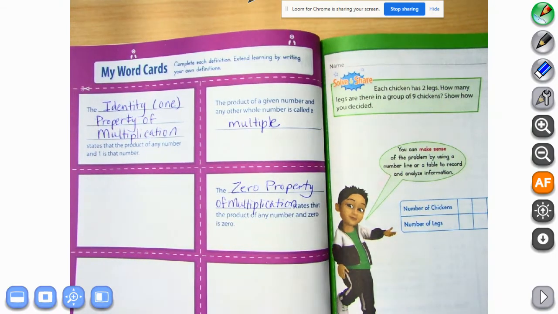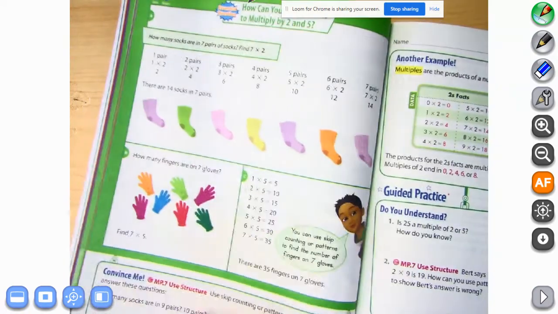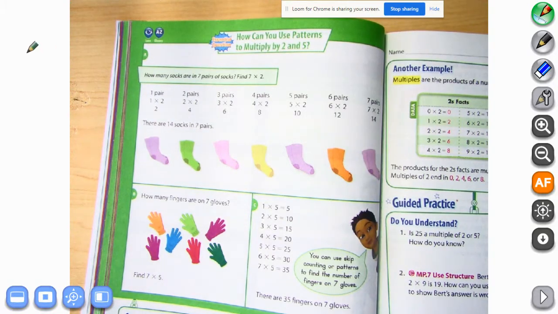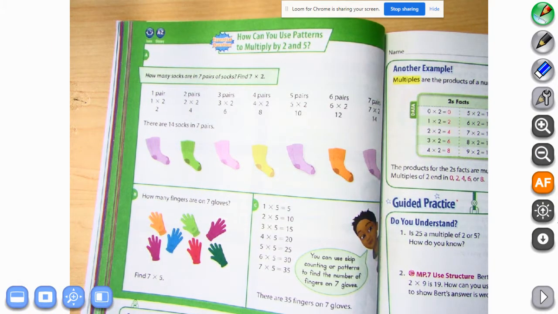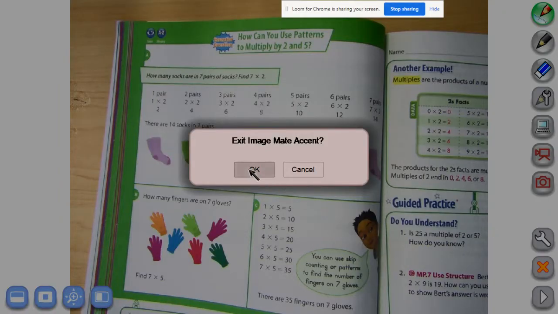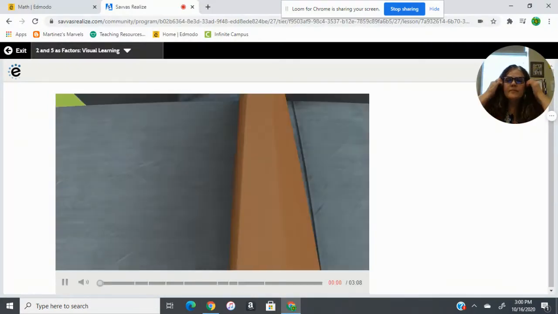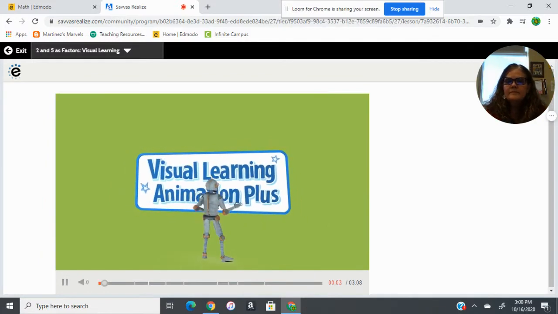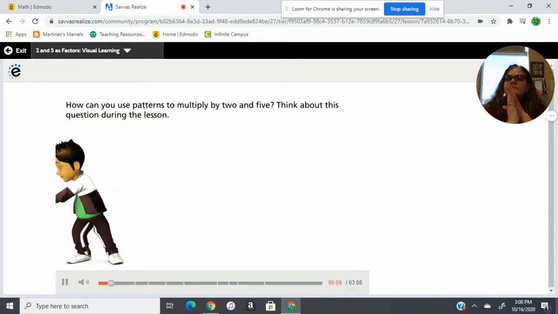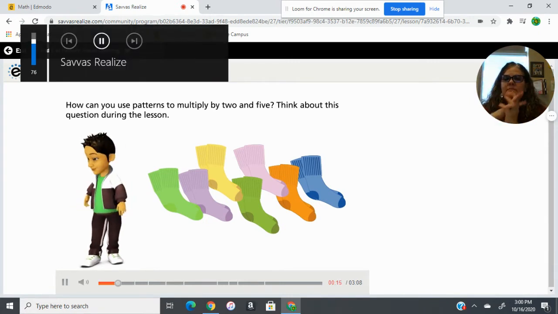All right, so go ahead and get that written down, and then we're going to go to page 62, and you can follow along at the top here. We're going to be talking about how can you use patterns to multiply by 2s and 5s. Okay, we're going to watch our video. How can you use patterns to multiply by 2 and 5? Think about this question during the lesson.